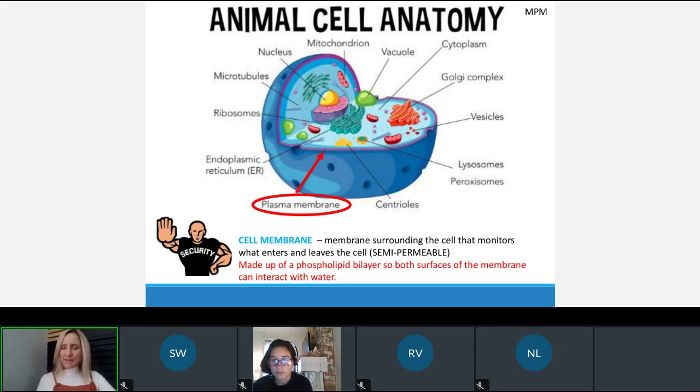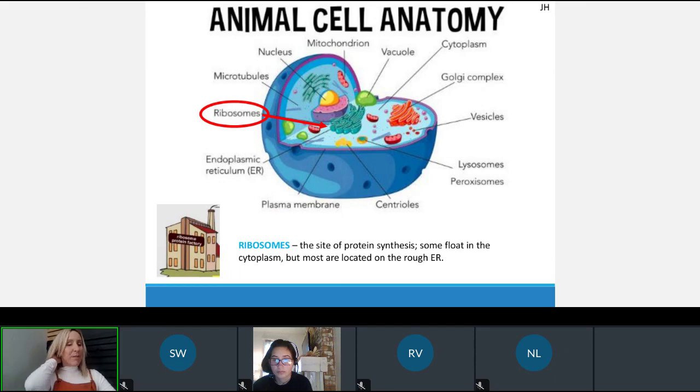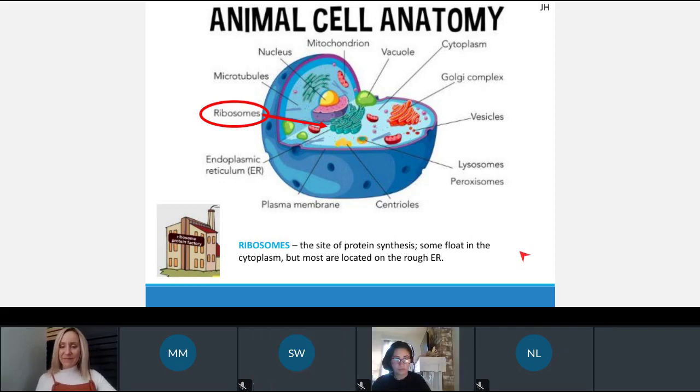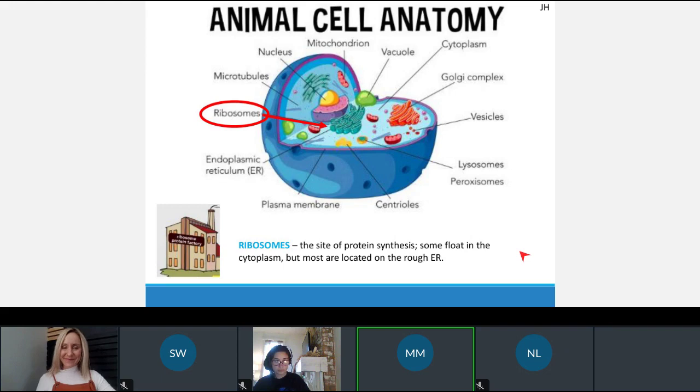Let's keep moving. Next up, we have a ribosome. Macy, would you read to me about what a ribosome is? The site of protein synthesis. Some float in the cytoplasm, but most are located on the rough ER.